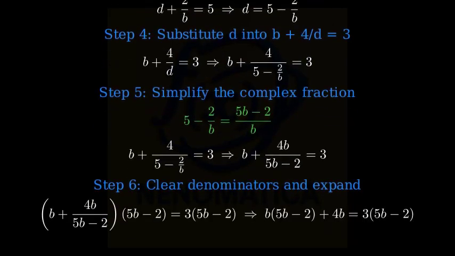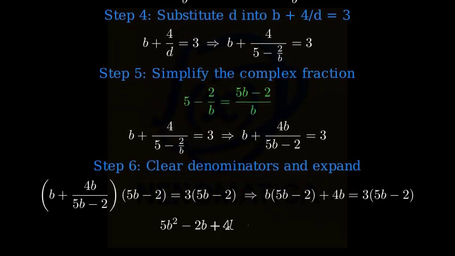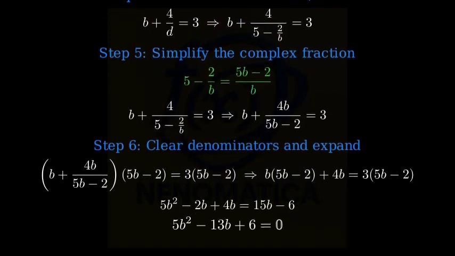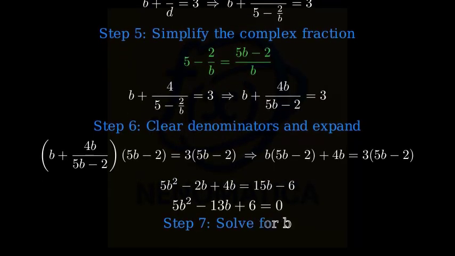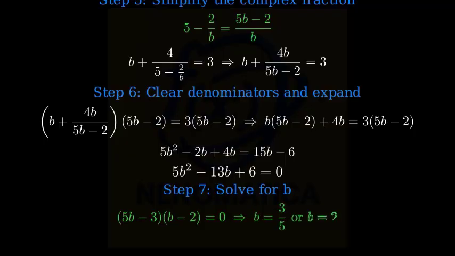We get b times (5b minus 2) plus 4b equals 3 times (5b minus 2). Expanding gives 5b squared minus 2b plus 4b equals 15b minus 6. Bring everything to one side to get 5b squared minus 13b plus 6 equals 0. Step 7. Solve the quadratic. It factors as (5b minus 3) times (b minus 2) equals 0. So b equals 3/5 or b equals 2.